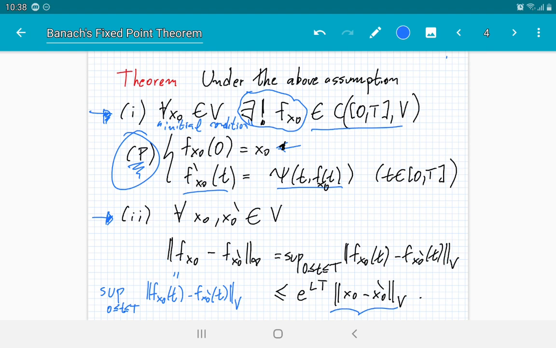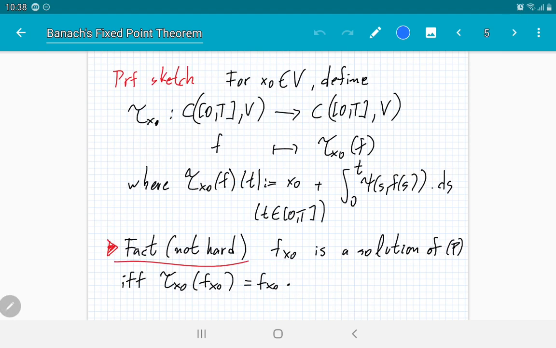Well, that might make one ponder because we're talking here about differentiation, which is a very discontinuous operation. So it's convenient to turn everything into an integral problem. So how do we do this? This is very classical. You must have seen it before, or many of you will have seen it before. So what you do is define this operator for each initial condition. You have tau of x naught that maps f to a new function. And this function is this. So it's a function that at time 0 is equal to x naught. And it's the integral of psi of s, f of s. Remember that psi is continuous, so it's easy to check that this is a continuous function in s. It takes values in V.